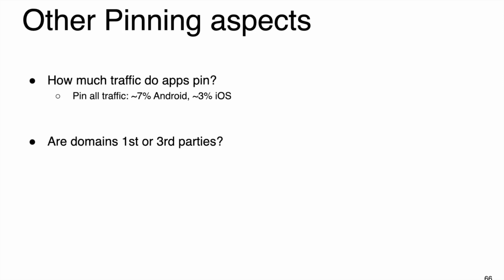Are pinned domains first or third parties? We see that across datasets and platforms, a higher percentage of apps pin third parties as opposed to first parties. This is interesting as it provides some insight as to who is responsible for pinning within an app. We also try to use static analysis to correlate these first and third parties to SDKs found in apps, details of which can be found in the paper.